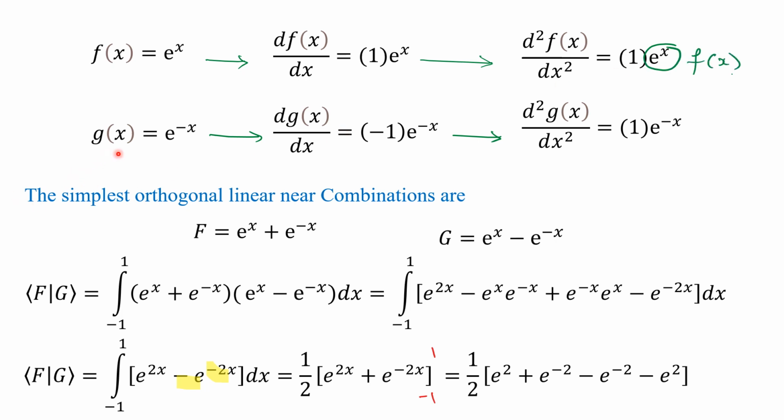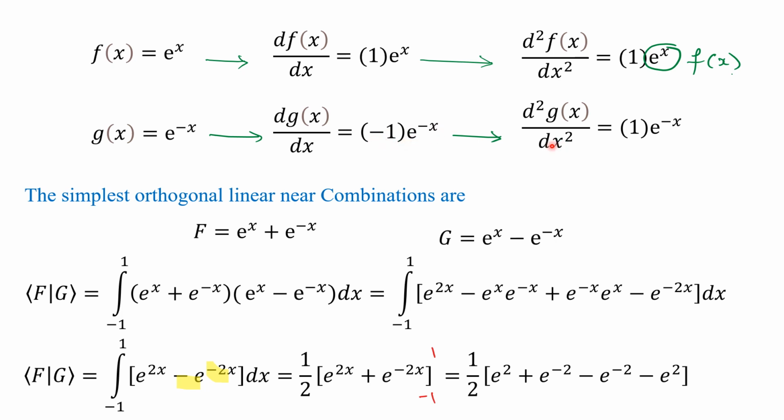Similarly, you take g of x equal to e power minus x. You do the same thing. If you take the first order derivative, there is only this small difference: if you differentiate with respect to x, you will get minus 1.